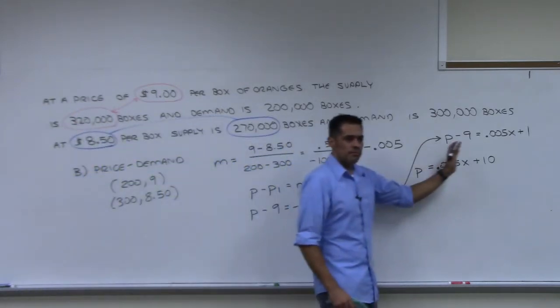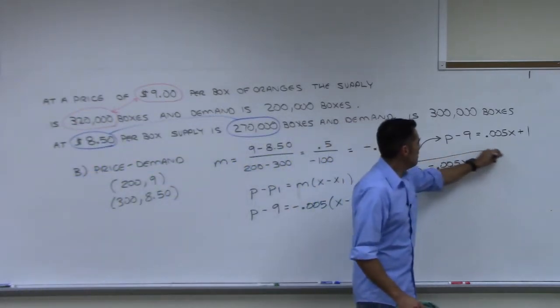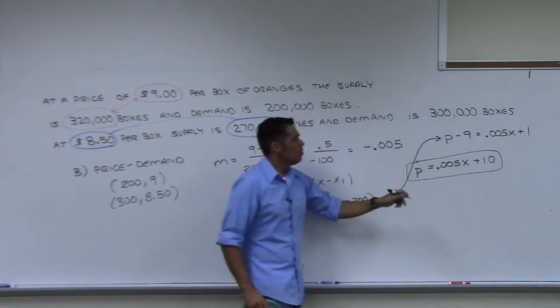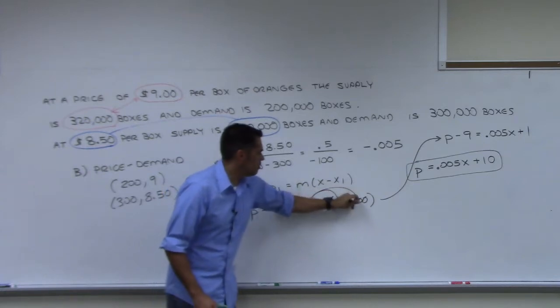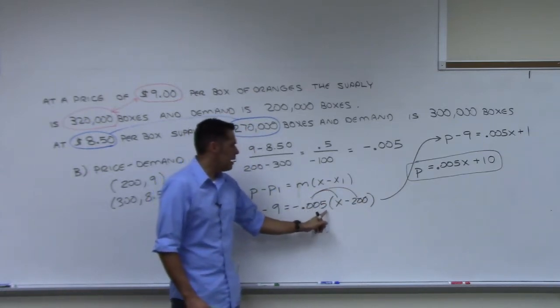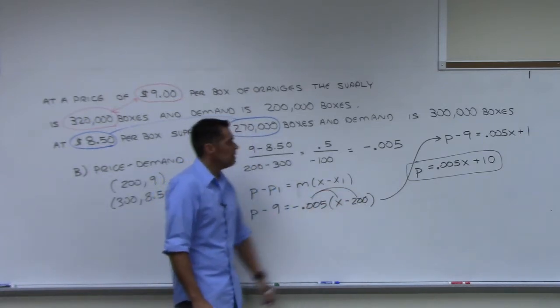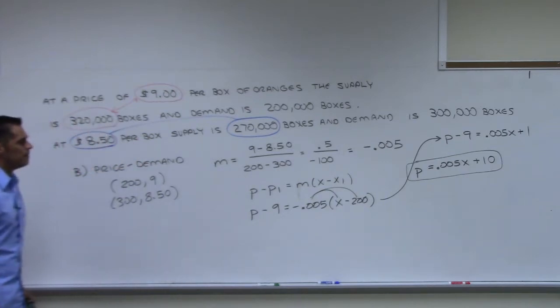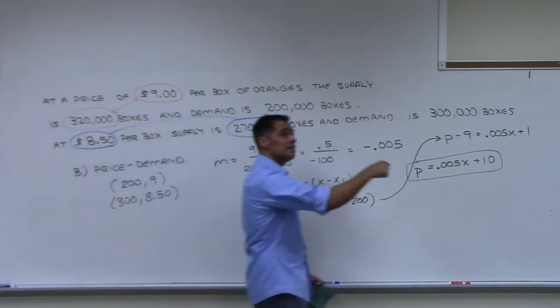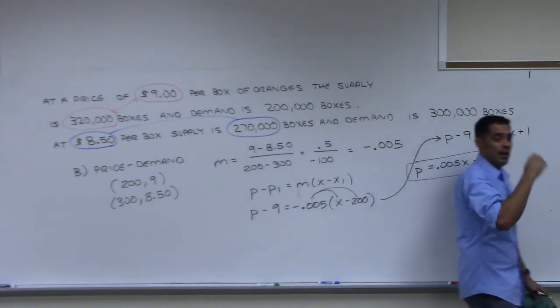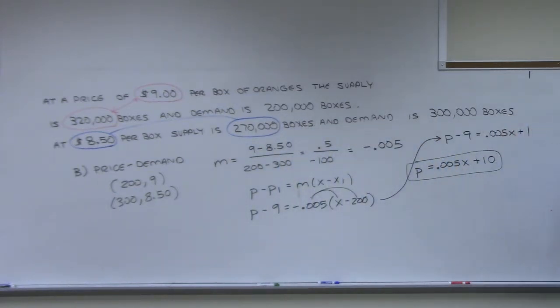Understand the algebra here? Where I got the 1 was distributing this through here and then through here. So I'm doing negative 0.005 times negative 200. This is my price demand. This is my price demand. And I have the other equation, which was price supply.